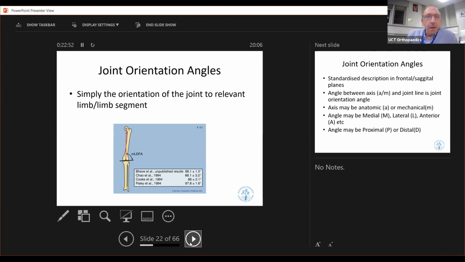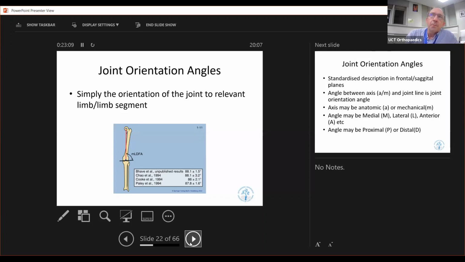Thanks, Peter. They're standardized, and we get a little bit confused about the joint orientation lines. Why would you need them? Just have a look at this diagram here.